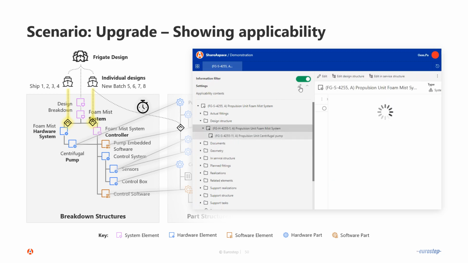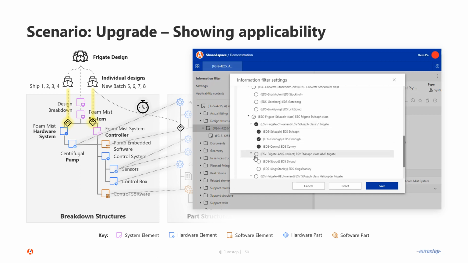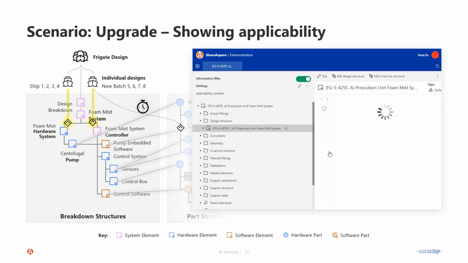So first of all, you select the configuration or the object applicability that you want to look at, and this was selecting the old one, and when you look at the design structure you just see now the old structure. If you now select the new variant of the class of ships, when you refresh the screen you will see the new structure. So that concludes the demonstration.